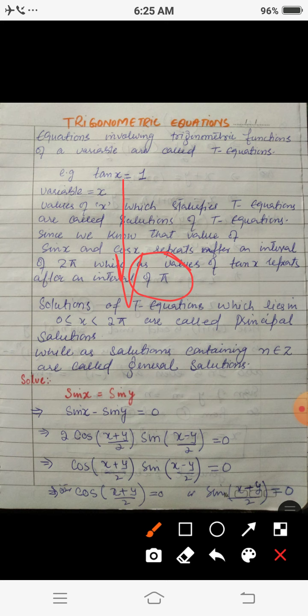Now if the value of x of any trigonometric equation lies between 0 and 2 pi, those solutions are called principal solutions, while solutions containing n, where n is an integer, like n pi, 5 pi, 9 pi, minus 5 pi, are called general solutions. So we have two types of solution: the principal solution and the general solution. The general solutions are those which contain numbers like 1, 2, 3, 4, or negative 1, negative 2, negative 3, while those which lie in the interval 0 to 2 pi are called principal solutions.